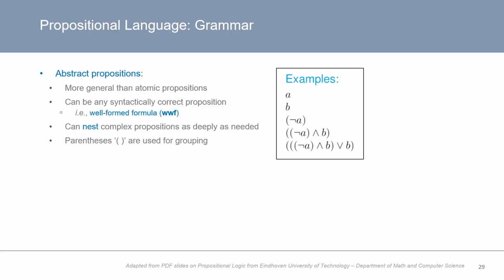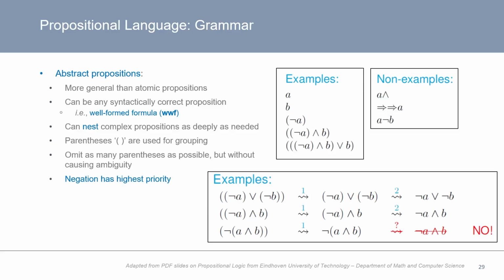Here are some examples of incorrect abstract propositions. For instance, an atomic proposition with the and connector alone, two implications and an atomic proposition, and the not connective combining two propositions. In general, you want to omit as many parentheses as possible, but without causing ambiguity in the expression's interpretation, much like we do in algebra. As we'll reiterate in a minute, negation has the highest priority.